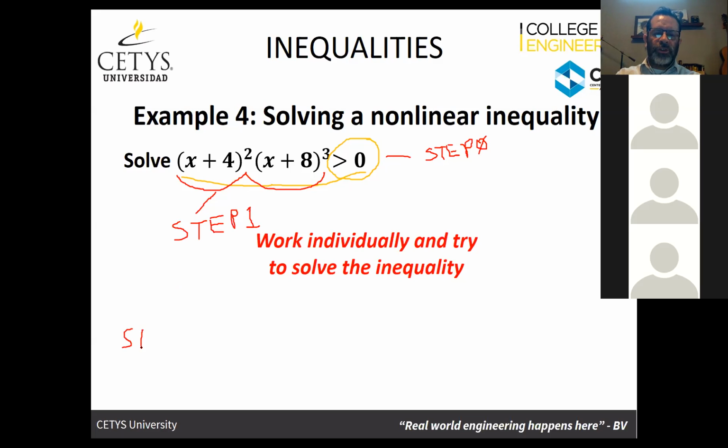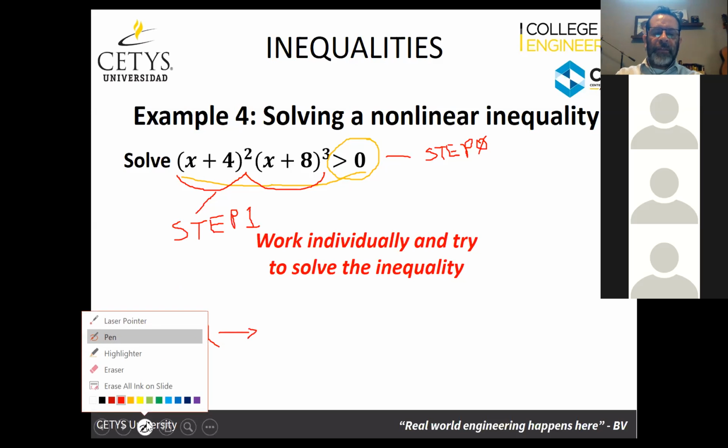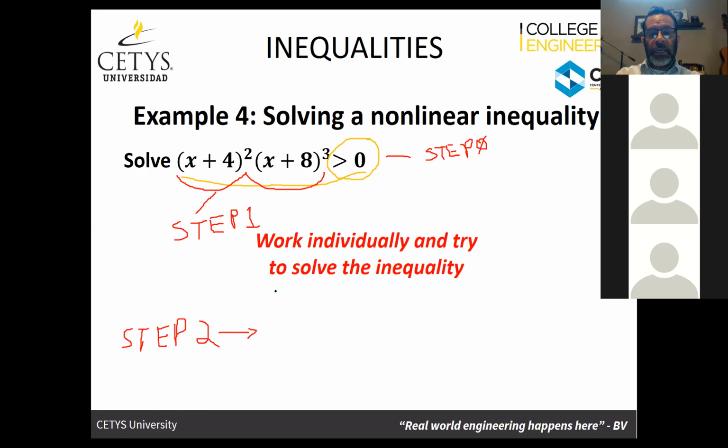What would be the roots? 2 and minus 2. No. Let's remember what a root is. A root is going to be the value or values that make the expression 0. So what would be the roots or the values that make the factor 0? What is the value that makes this factor 0?